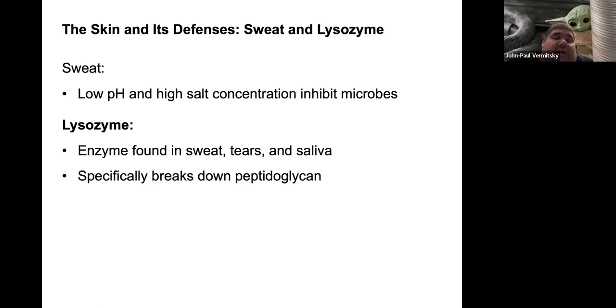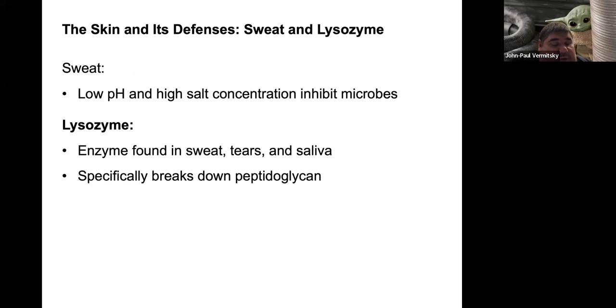Sweat also contributes to the acid mantle, or the low pH. But more importantly, sweat is also going to bring a very high concentration of salt. And many, many bacteria are not able to tolerate moderate to high concentrations of salt.